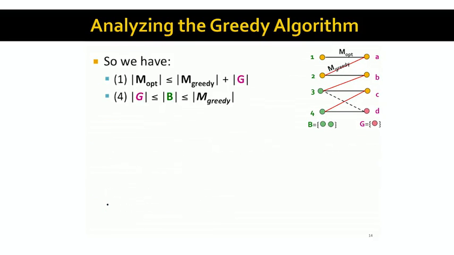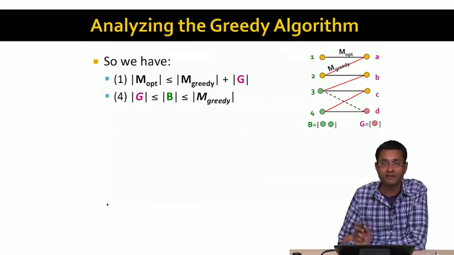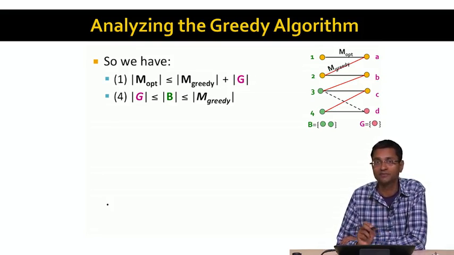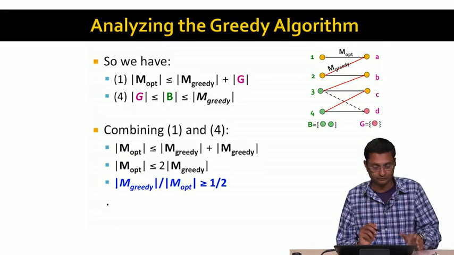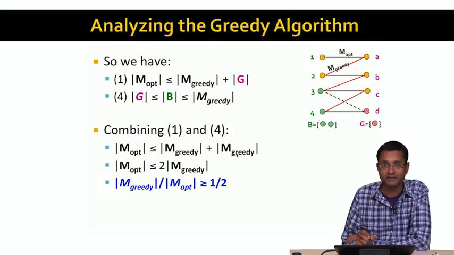So far we have equation 1, which says that M optimal is less than or equal to M greedy plus G, and we just derived equation 4, which says that G is less than or equal to B, which is less than or equal to M greedy. Okay, so when we combine 1 and 4, we're just going to take 4 and substitute it in 1. We have M optimal less than or equal to M greedy plus G, but we know that G is less than or equal to M greedy, so M optimal is less than or equal to M greedy plus M greedy, which is just 2 times M greedy.